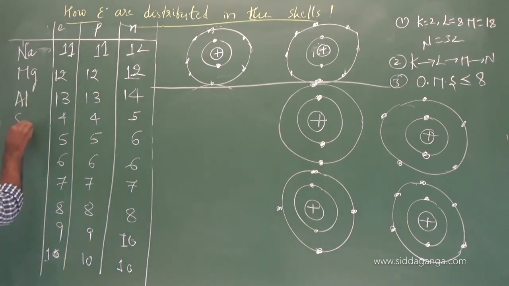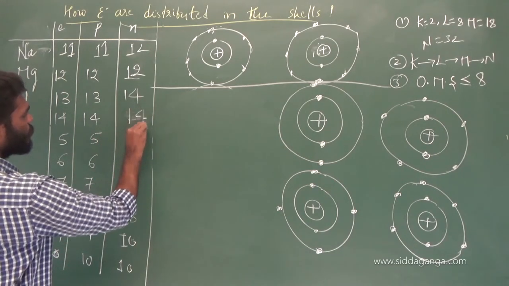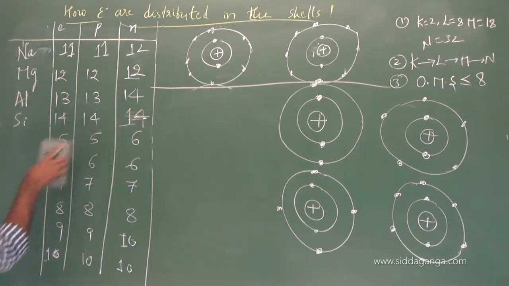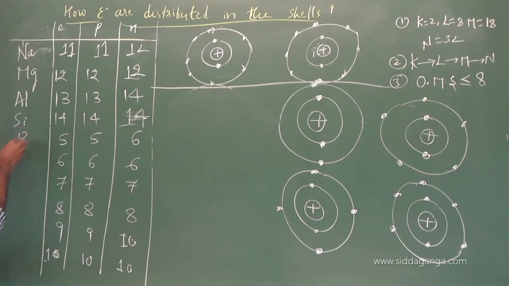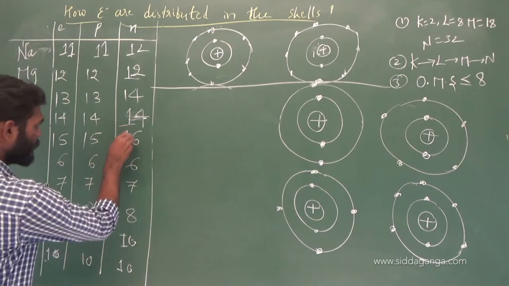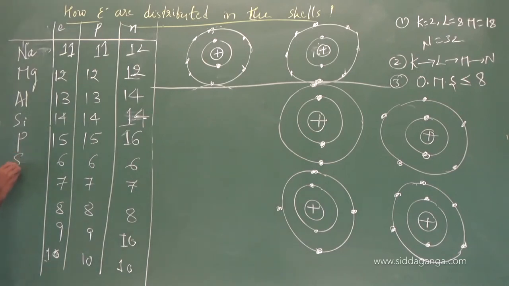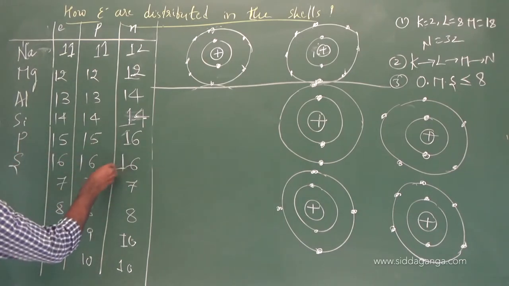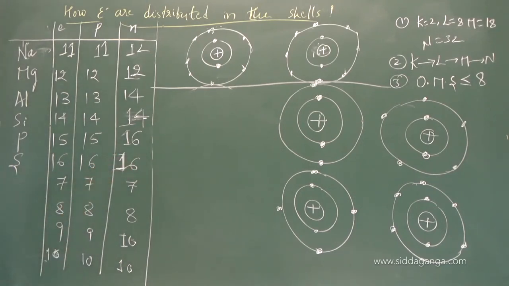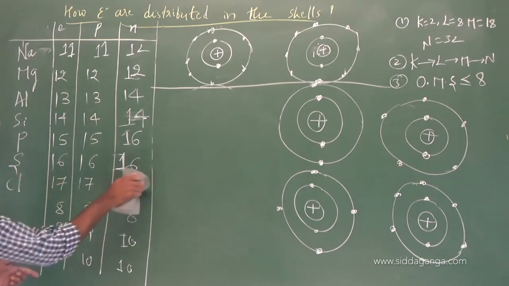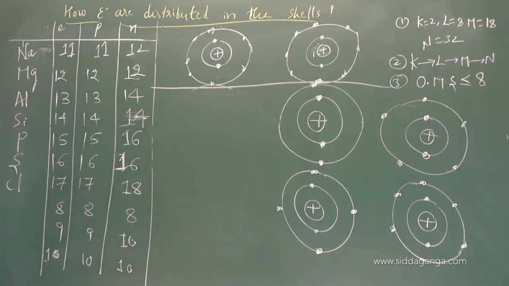Now, silicon is the 14th, 14 electrons, 14 protons, the symbol is Si, and 14 neutrons are there in silicon. Right, next comes phosphorus, 15 electrons, 15 protons, 16 neutrons. Next comes sulfur, 16 electrons, 16 protons, 16 neutrons. Next comes chlorine, 17 electrons, 17 protons, 18 neutrons.